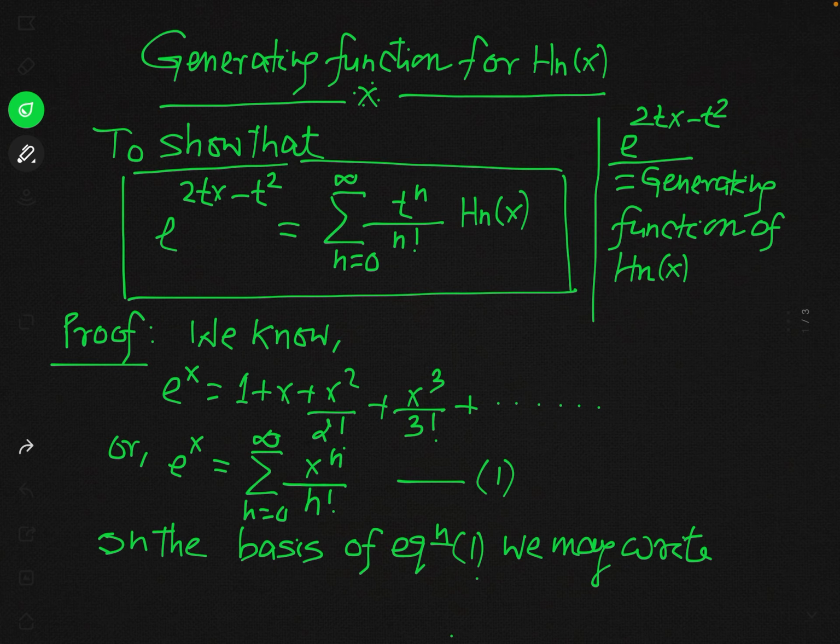When you say that the function e raised to the power 2tx minus t square is the generating function of Hn of x, what does it mean? Actually it means we have to show that this function e raised to the power 2tx minus t square may be expressed as summation n 0 to infinity t raised to the power n over n factorial times Hn of x. It means Hn of x can be expressed as the coefficient of t raised to the power n.